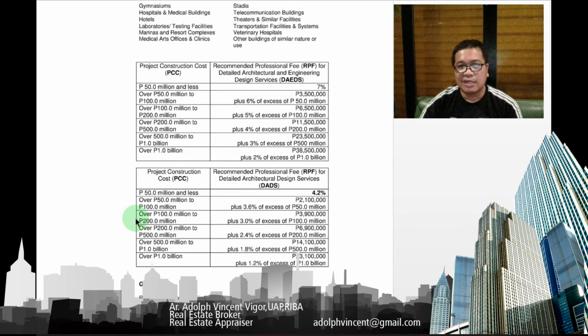For the detailed architectural and engineering design service, which includes the fees for the engineers as well, it's around 7% for 50 million or less, and there's a bracket up to over 1 billion. Likewise with the DADs or the detailed architectural design service for 50 million or less, it's around 4.2%. Then over 1 billion, there's also bracketing. So it's 7% and 4.2% if it's exceptional in character.